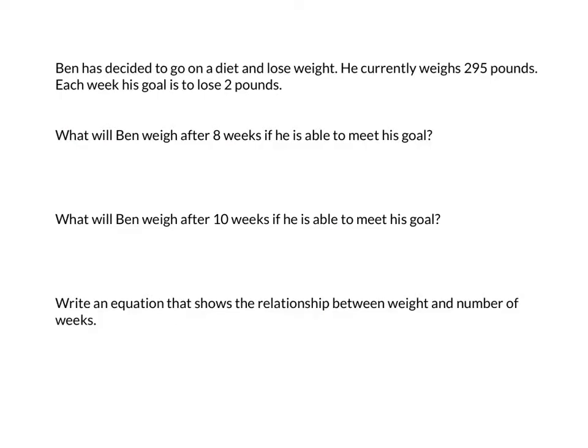All right, Ben's decided to go on a diet and lose weight. He currently weighs 295 pounds. Each week, his goal is to lose 2 pounds. What will Ben weigh after 8 weeks if he's able to meet his goal?